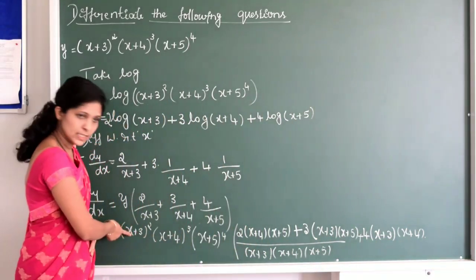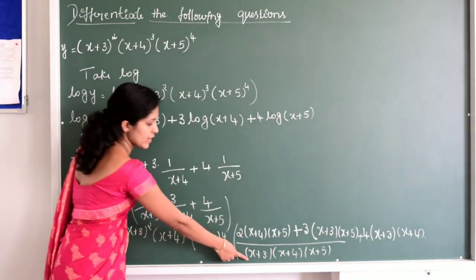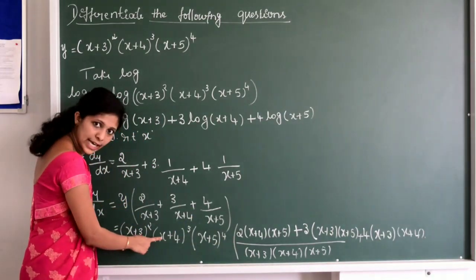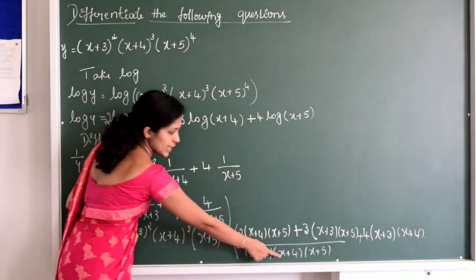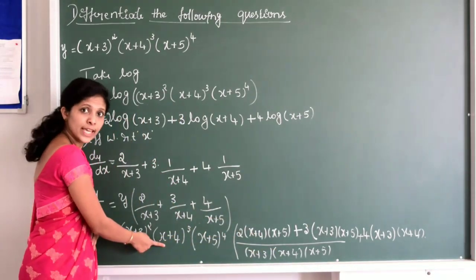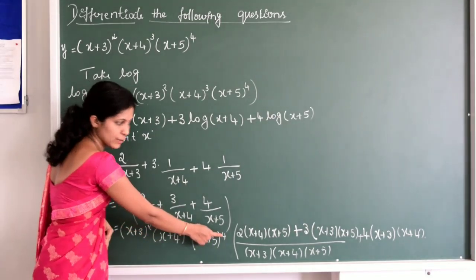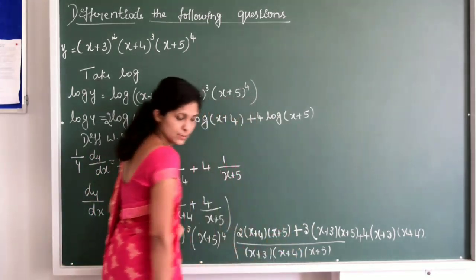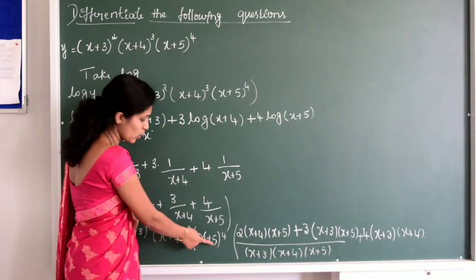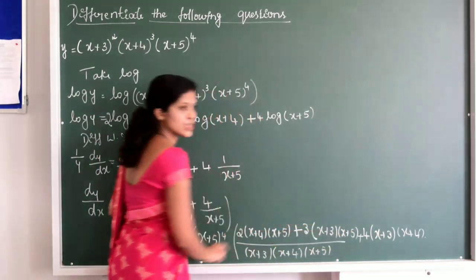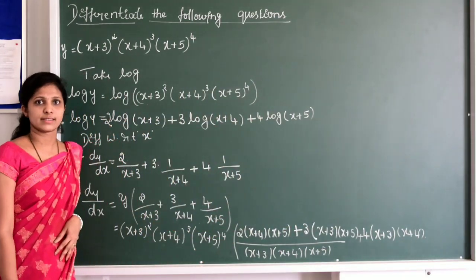Now we have to simplify this. See here, (x plus 3) whole square is there, divided by x plus 3, so this will be x plus 3, and here (x plus 4) whole cube divided by x plus 4, so this will be (x plus 4) whole square, and this is (x plus 5) whole to the power 4 divided by x plus 5, which will be equal to (x plus 5) whole to the power 3. Then you have to multiply so that you will get one quadratic expression, simplify and write the final answer.